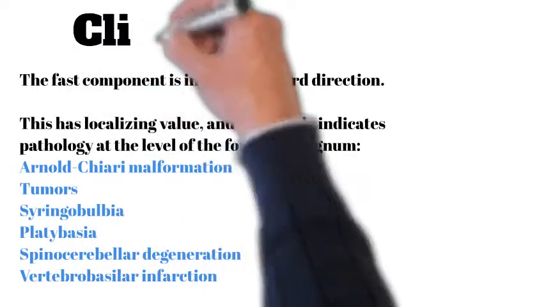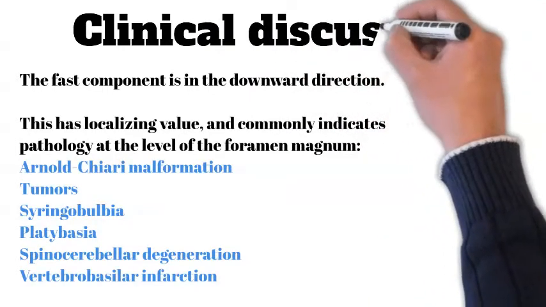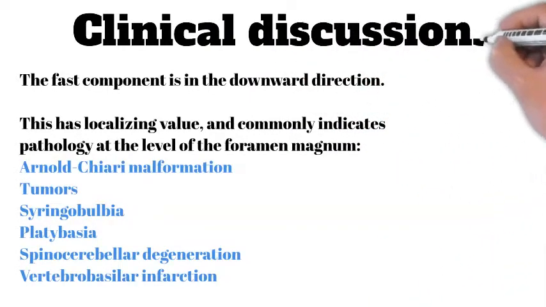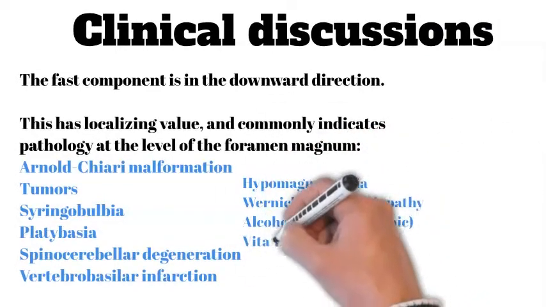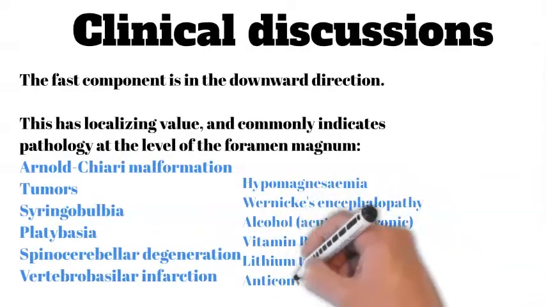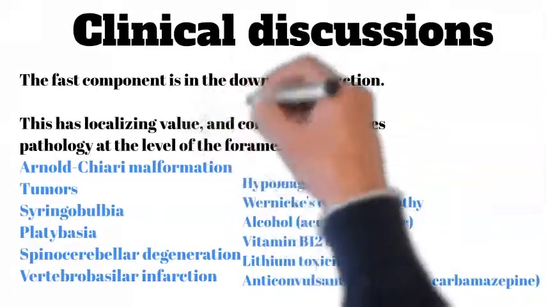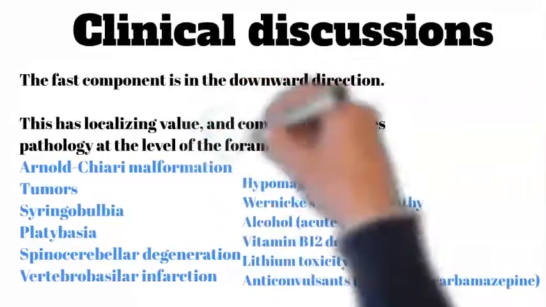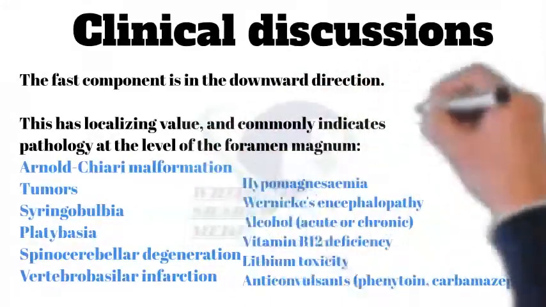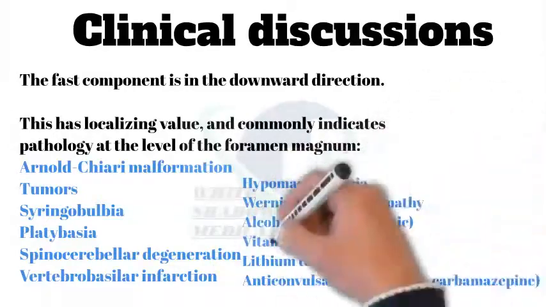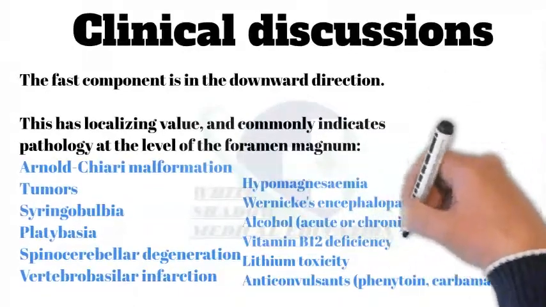This has localizing value and commonly indicates pathology at the level of the foramen magnum. Arnold-Chiari malformation, tumors, syringobulbia, platybasia, spinocerebellar degeneration, vertebrobasilar infarction. Other less common causes of downbeat nystagmus include hypomagnesemia, Wernicke's encephalopathy, alcohol, vitamin B12 deficiency, lithium toxicity, anticonvulsants, phenytoin, carbamazepine.